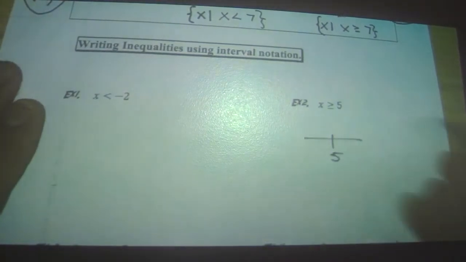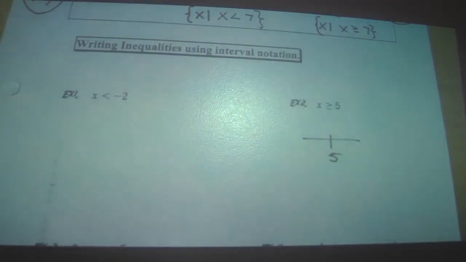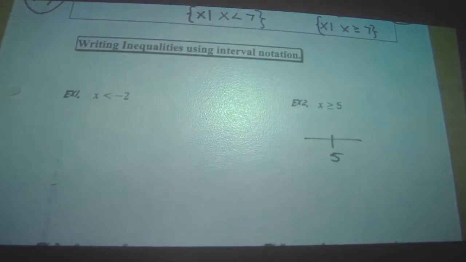So my question for you all: parentheses or brackets, left or right? Let's go with my bottom row that I see. Trey, Trevor, Sam. Parentheses or brackets, left or right? What do you guys say?